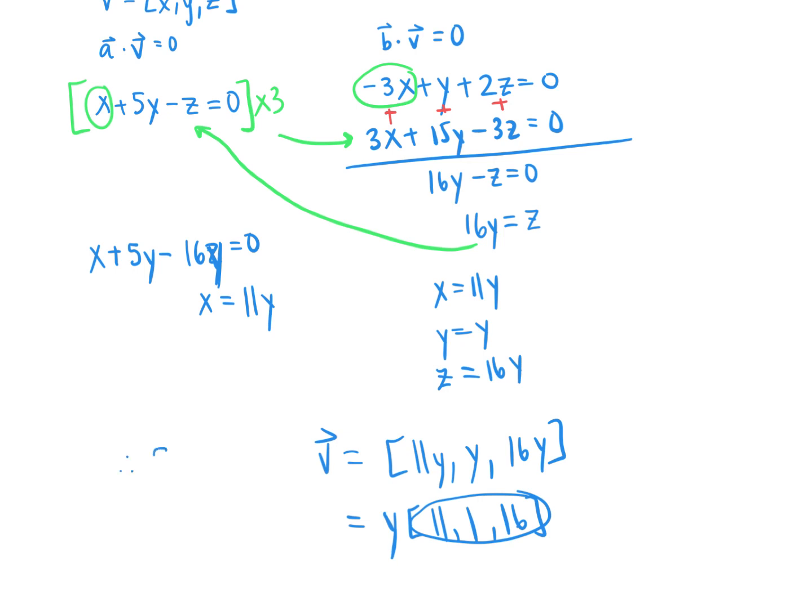So therefore, vector 11, 1, and 16 is perpendicular to vector A and vector B. And that's it for some extra dot product properties and mini perpendicular applications.